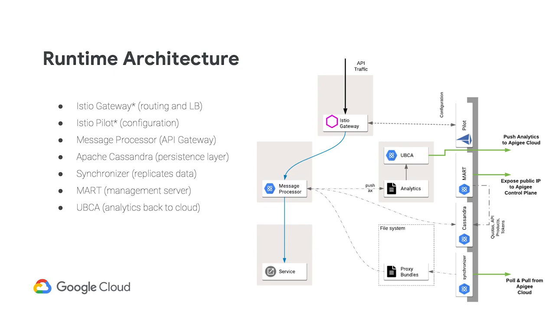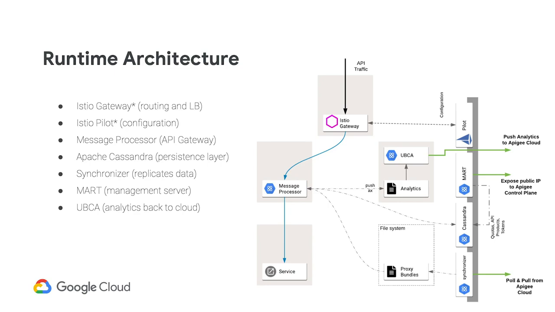So what you're seeing here, roughly each gray box translates to a pod in Kubernetes, and of course the Istio load balancer is the point of entry into the runtime architecture. The Istio load balancer is load balancing requests to the message processors, which again is another stateless component that is doing the proxying before the call actually goes to your service.